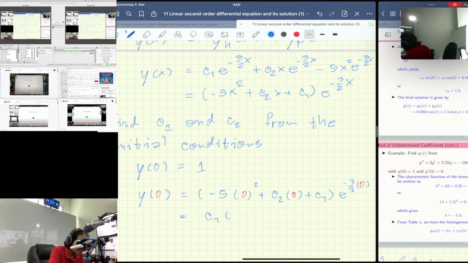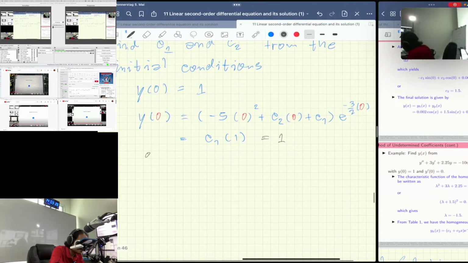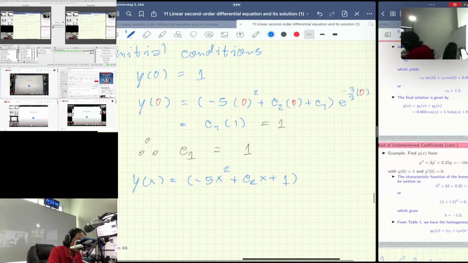You get at the end c1, right? And here is number 1, and please note that it should be equal to 1, right? So therefore we have c1 equal to 1. So now our solution will be y(x) equal to negative 5 x squared plus c2 x plus c1, where c1 is 1, exponential of negative 3/2 x, right?